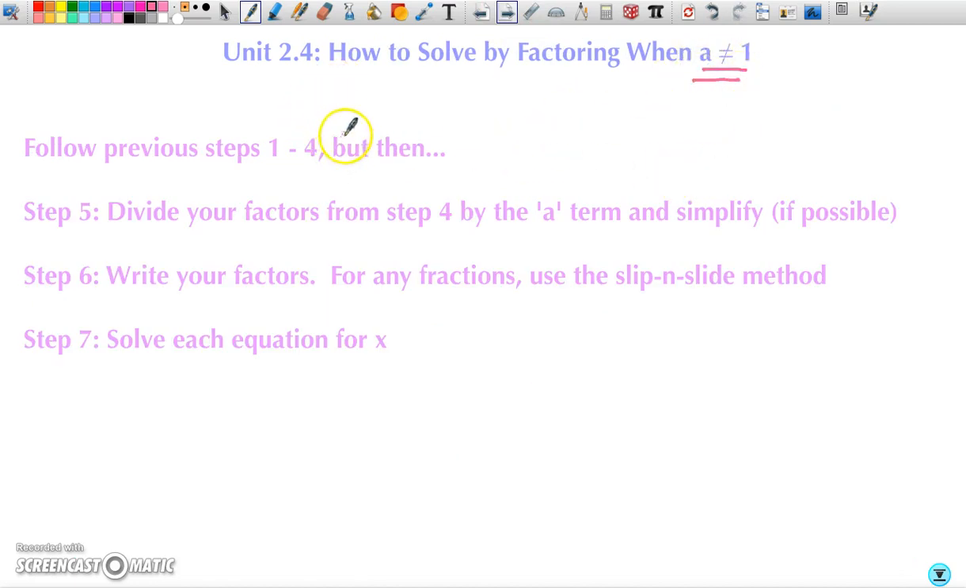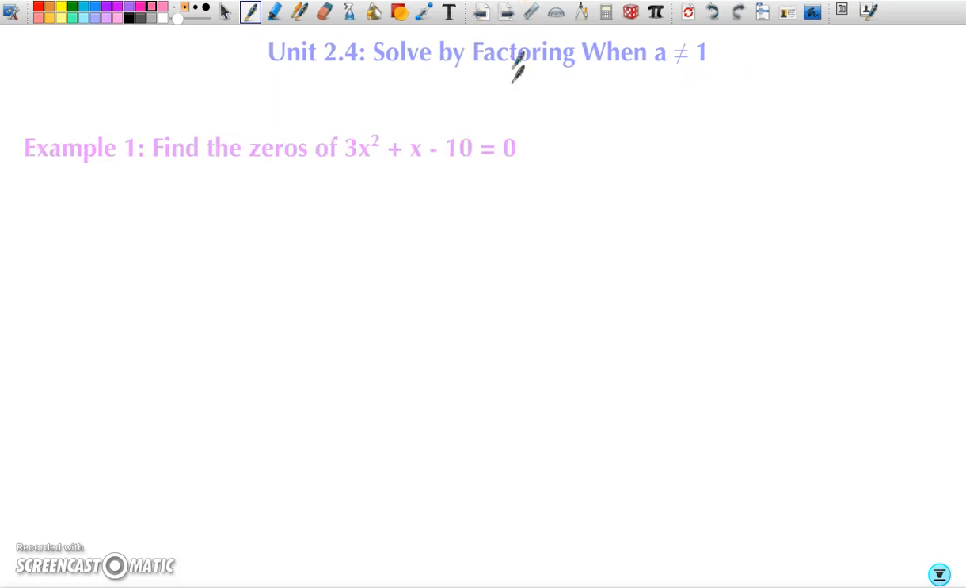Everything from steps 1 to 4 you're going to follow, but then once you have your factors, you need to divide those factors by your a term and simplify as much as you can. Everything else is the same. There is going to be this little method called slip and slide for fractions so that we get rid of those fractions within the factored form. And that's actually more important later on. So it seems a little redundant to do it now because we'll undo it, but trust me, you need it.